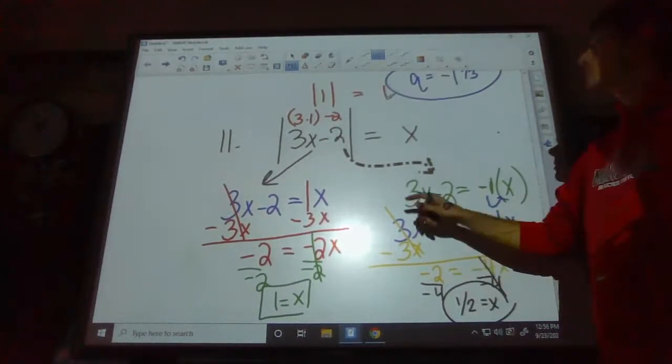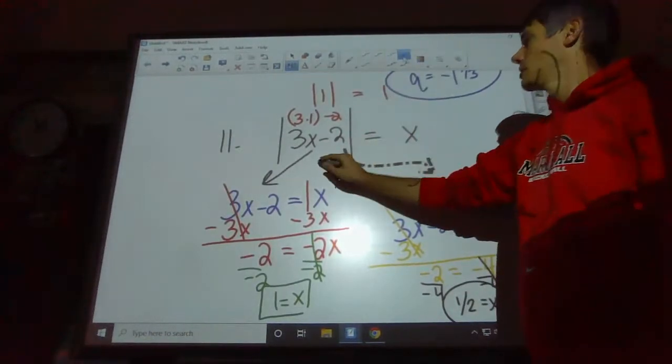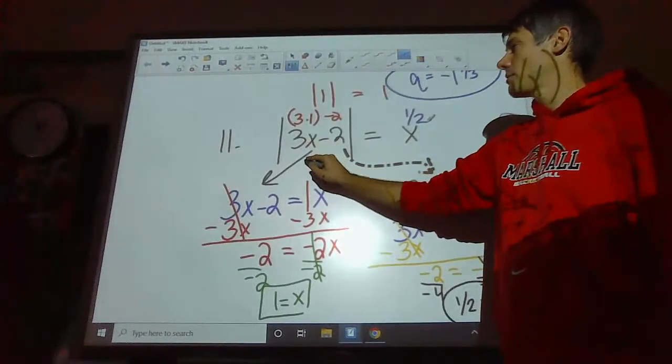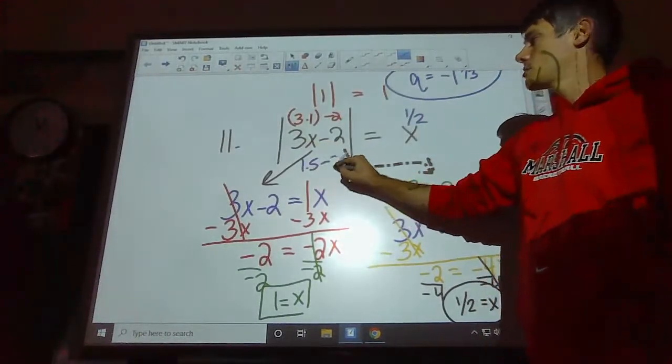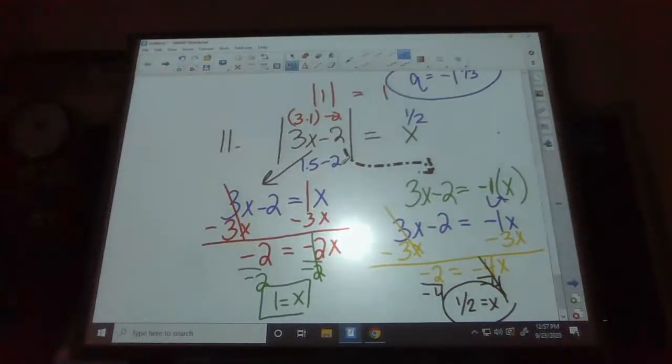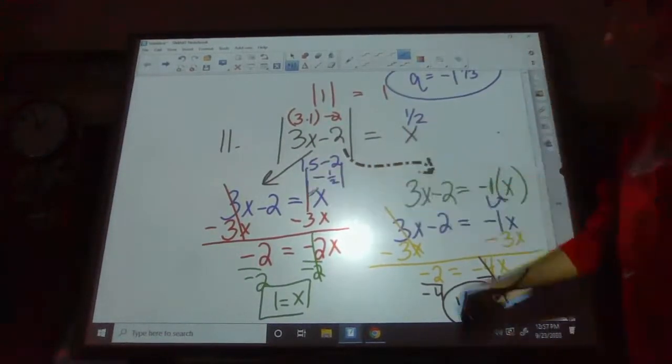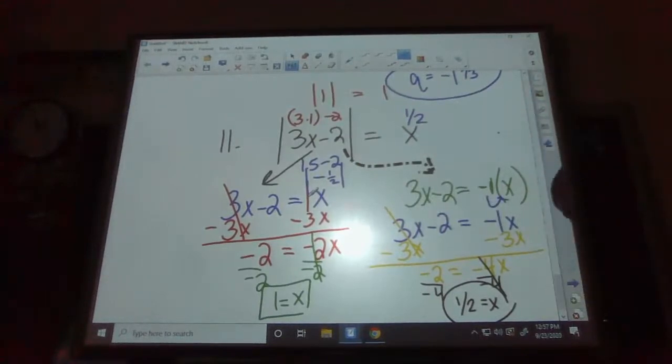Now let's do 1/2. If I put 1/2 right there, and then I put 1/2 right here, 3 times 1/2 is 1.5. Does 1.5 minus 2, that's negative 1/2. Does that have an absolute value of 1/2? It does. So that one actually had 2 answers.